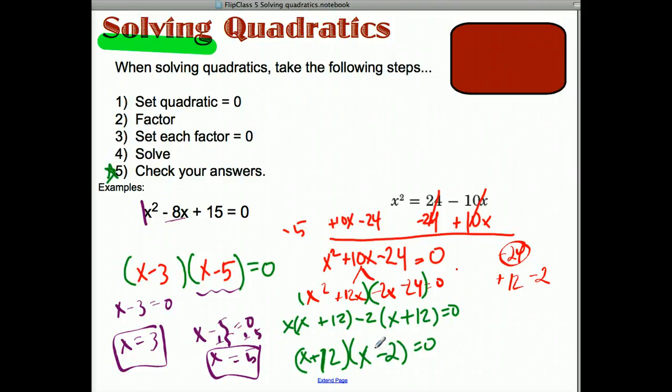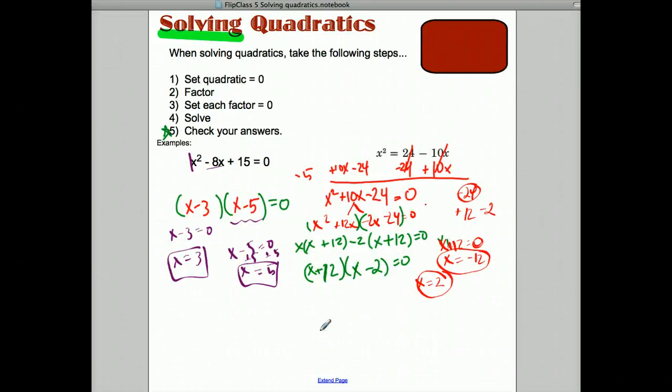So now I set each of the factors equal to 0. X plus 12 equals 0. That is x equals negative 12. What do I plug in here? I got to plug in a 2. 2 minus 2 is 0. So x equals 2 is my other answer. So those are my two answers. Alright, I should check my answers as well. So I'm going to make sure I do that.